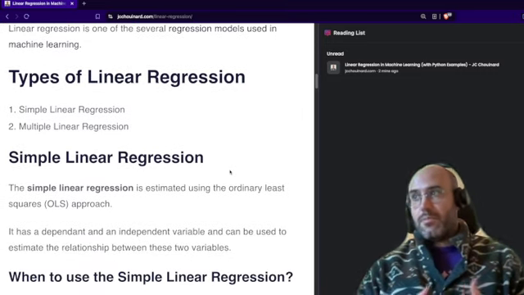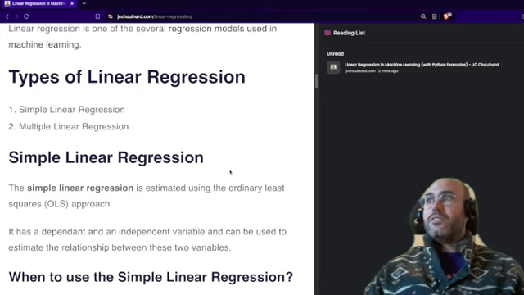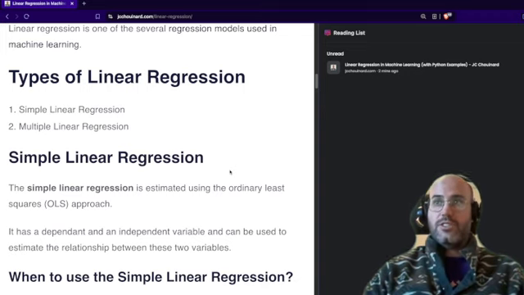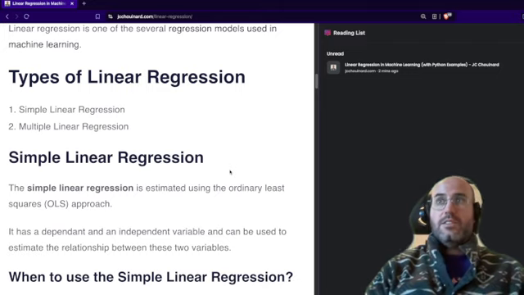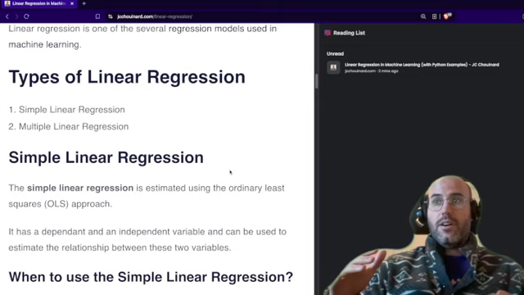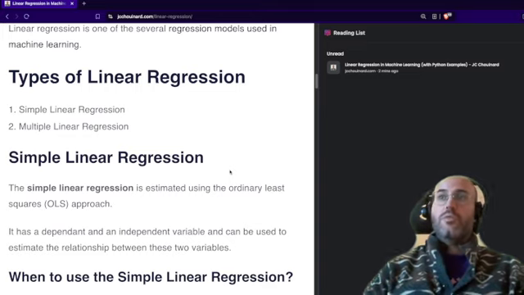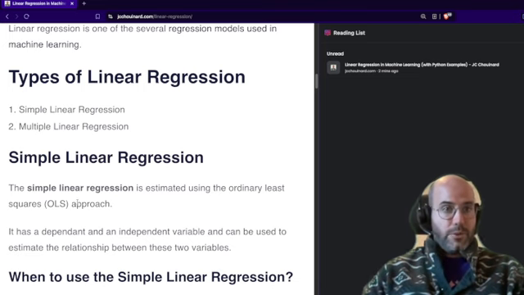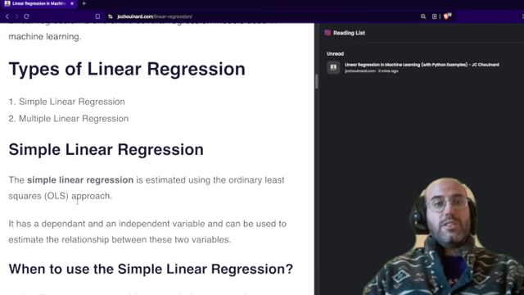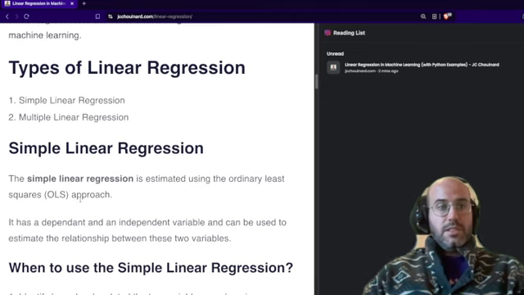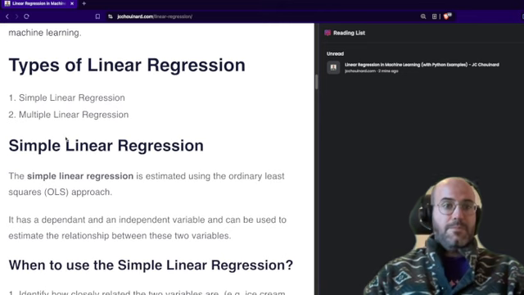What you need to know is there are multiple types of linear regressions. You have the simple linear regression and the multiple linear regression. When you only have one independent variable and one dependent variable, and you want to look at the relationships between those two, you will use a simple linear regression. When you have multiple predictor variables or multiple x variables and you want to predict them together, then you will need to use multiple linear regression.